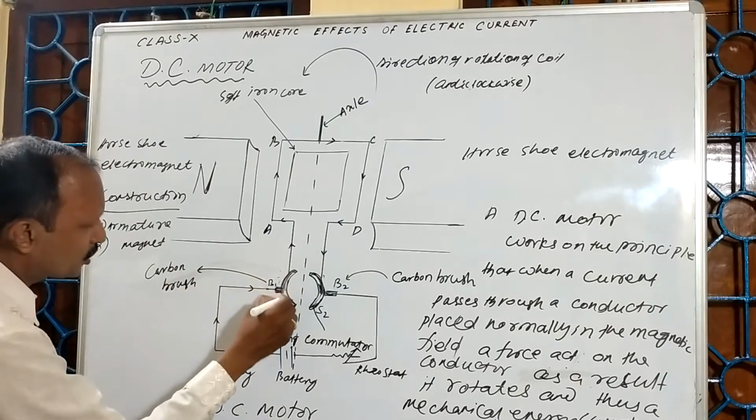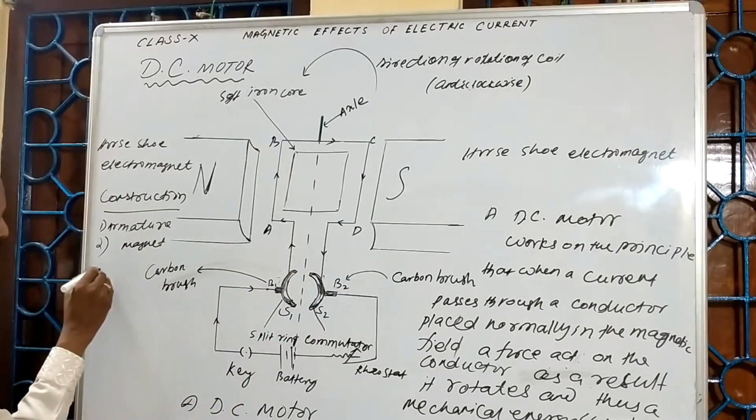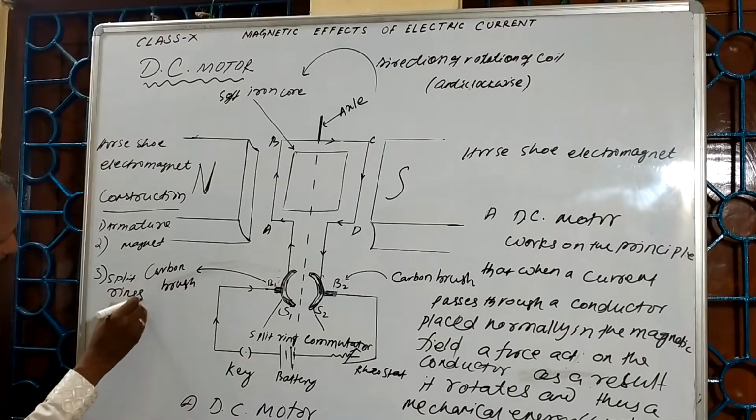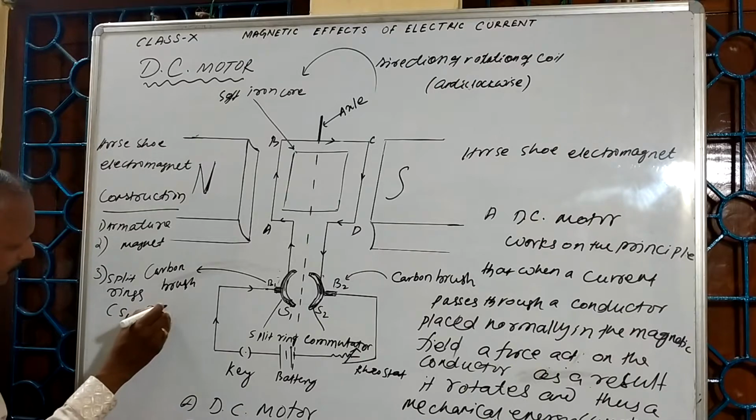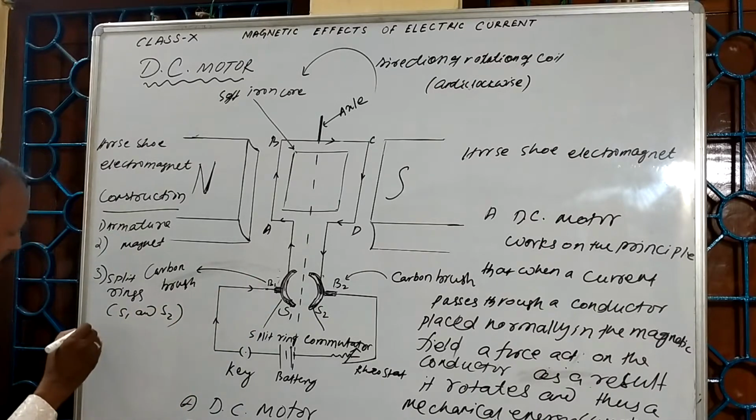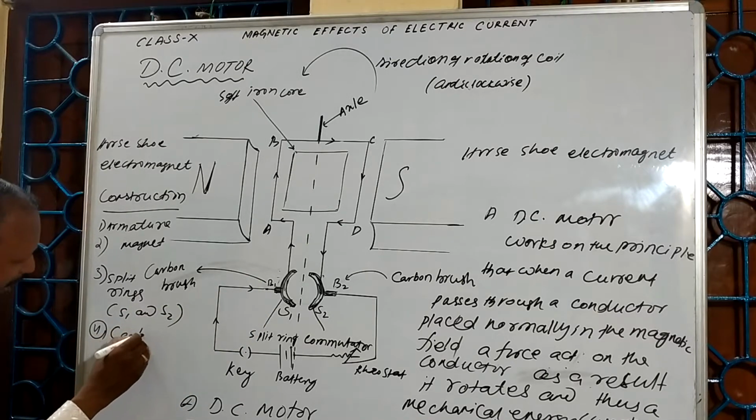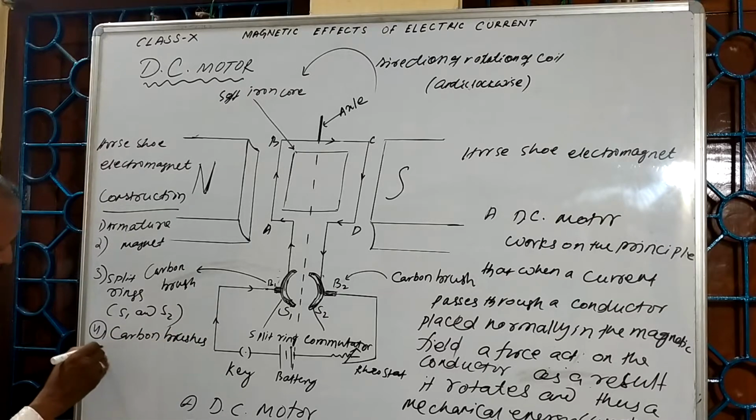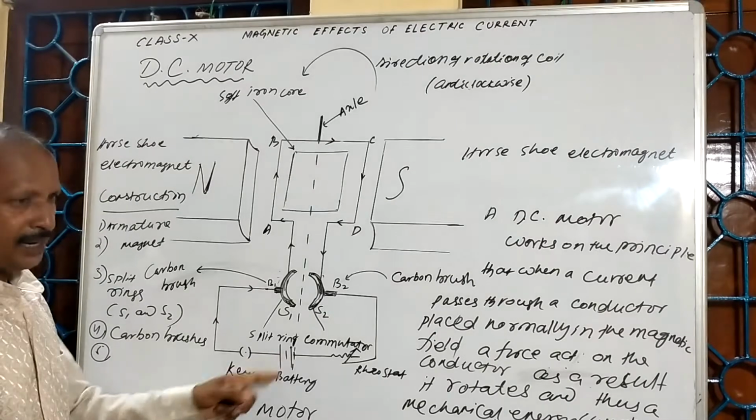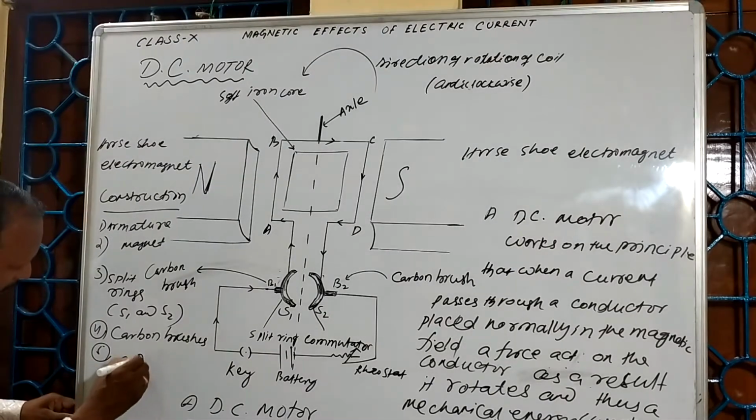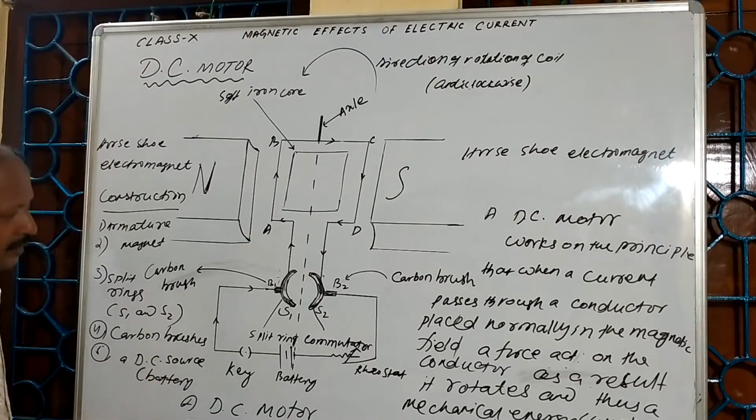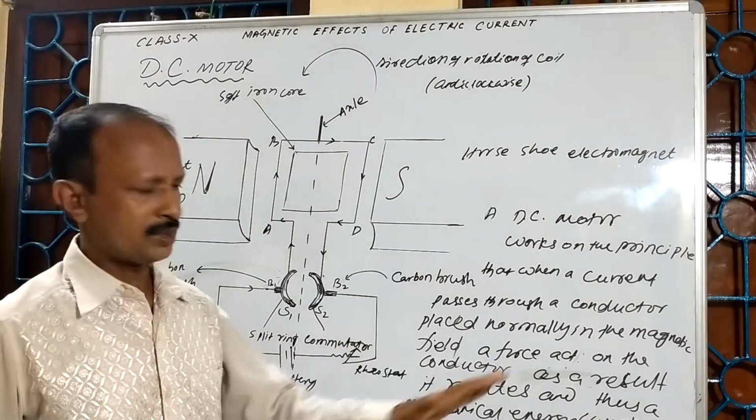Third, these two are called the split rings, S1 and S2. Fourth point, two carbon brushes. Fifth point, a DC source or battery. These are the major parts.